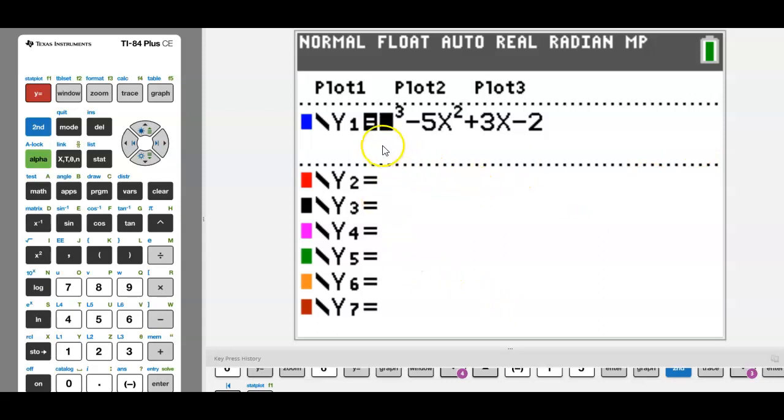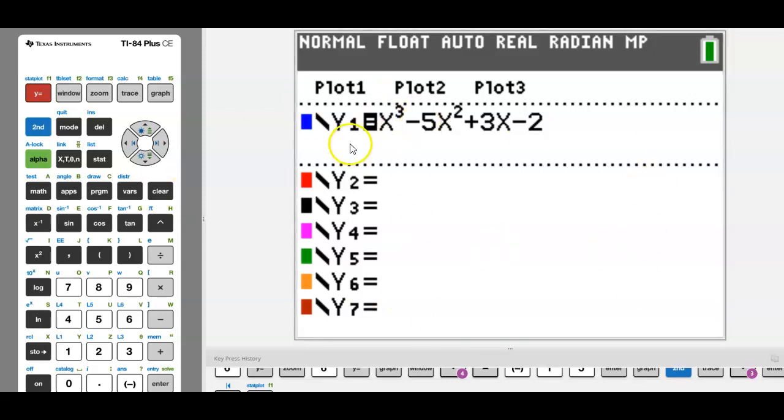So let's first start off with the function. The function here is x cubed minus 5x squared plus 3x minus 2. And the first piece of information I generally like to know is what are the maximum number of turning points? Well, a turning point is where you have a local maximum or a local minimum. So it's when the function goes from increasing to decreasing, or it goes from decreasing to increasing.